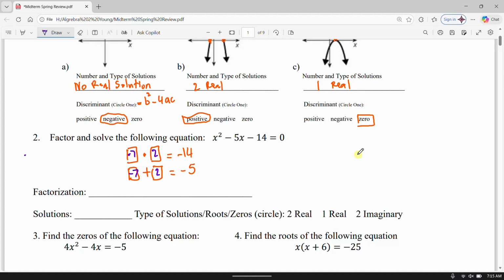Now to write the factors, since there are two numbers, you're going to have two groups. Start with the x, and then put negative 7 and 2. For the solutions, you split it up and set each factor equal to 0: x equals 7, x equals negative 2. So the solutions are 7 and negative 2, and they are real.